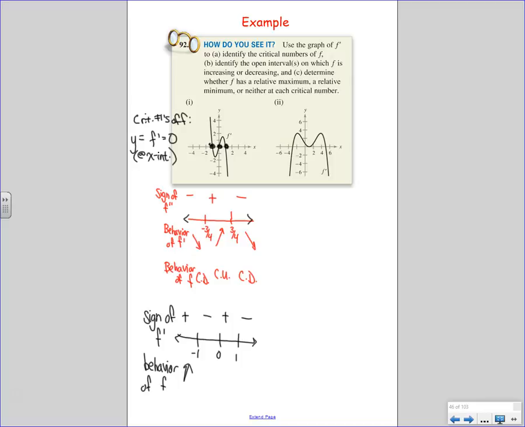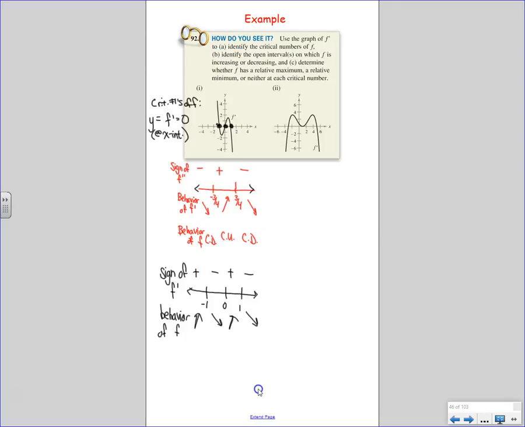F is increasing, decreasing, increasing, decreasing. If you notice, there's my concave down, concave up, concave down, like I figured out. But question, they're asking for critical numbers. Okay, the critical numbers are at x equals negative 1, 0, 1. Pause. Relative extrema, what do I got? Relative max at negative 1 and 1.